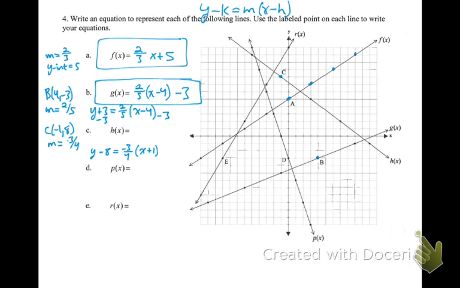Oh, I'm trying to zoom in, sorry. -3/4, x plus 1 stays the same, but then it's going to be plus 8. Okay, and there's your function h of x.